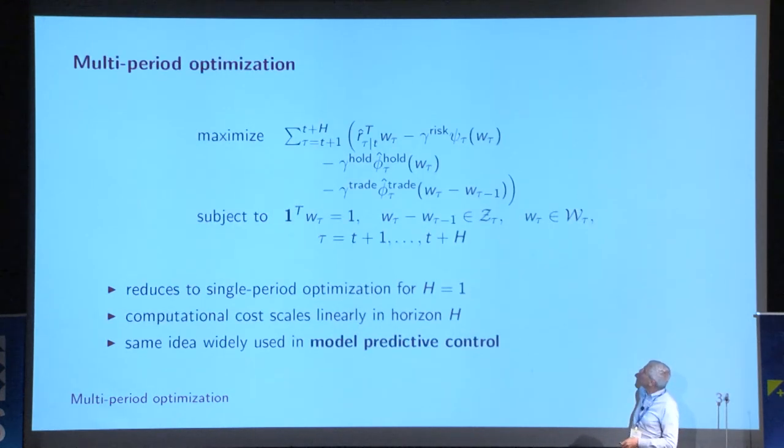Okay, so here's multi-period optimization, where you solve this big problem. One very important thing is the computational cost. Normally when you solve an optimization problem, the cost scales super-linearly in the problem size. In this case, it does not, and if you know what you're doing, it will scale linearly because of the structure of the optimization problem. And this is basically just model predictive control.